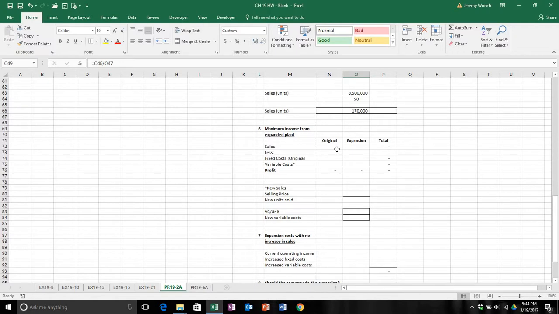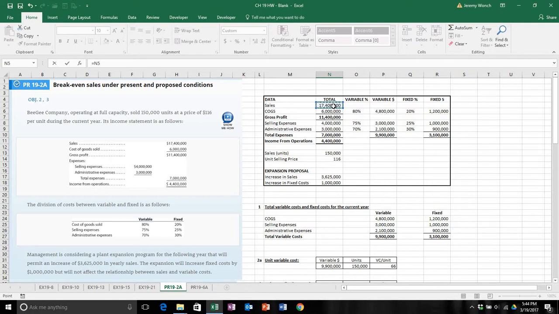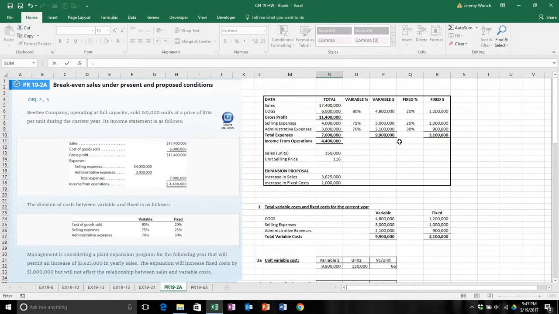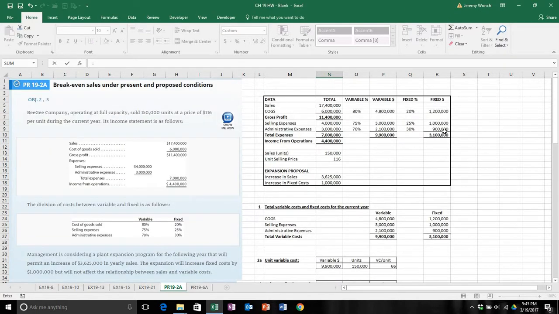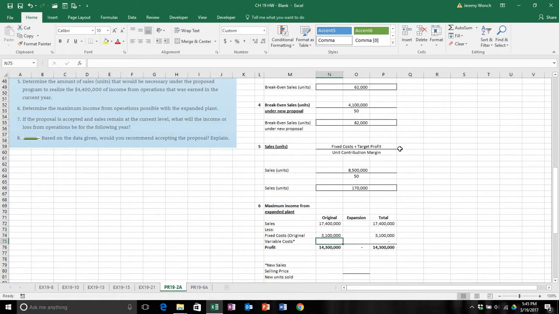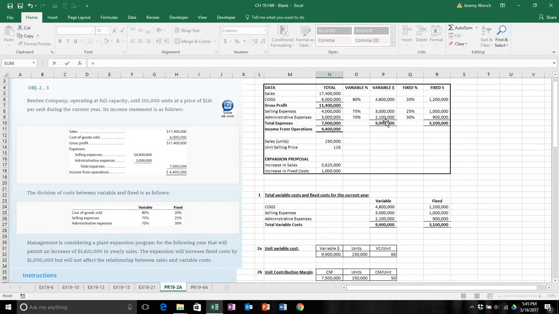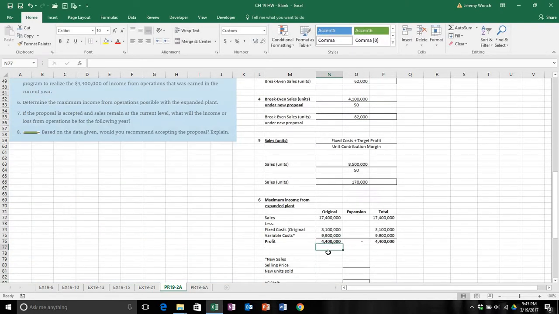Okay, so we have the income statement information before the expansion. So we're going to have sales of 17 and subtract out, let's see, what is that? So subtract out fixed cost of 3.1 and subtract out variable cost 9.9. Okay, that matches 4.4.